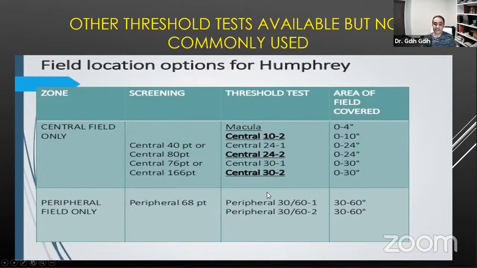Now, these are not used commonly. We're going to focus on 24-2. Why don't we use 24-1? What do -2 and -1 mean? All this information I'm going to talk about, not in an extensive way, but just so that you know why these are labeled this way and why we're choosing the 24-2 and not something else for glaucoma.